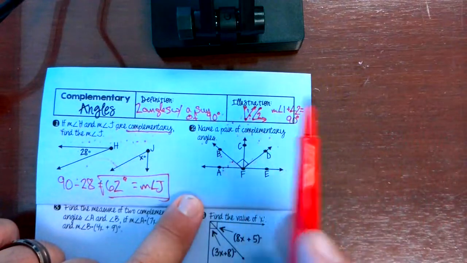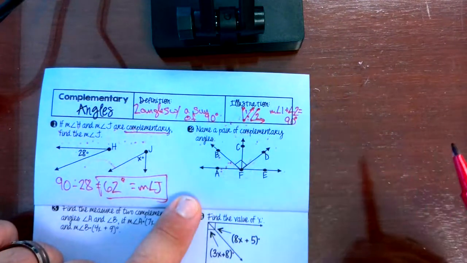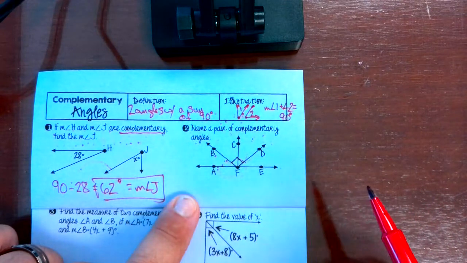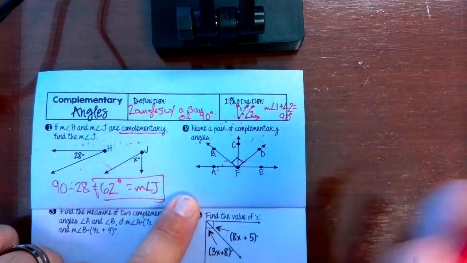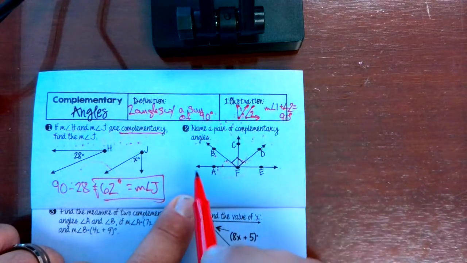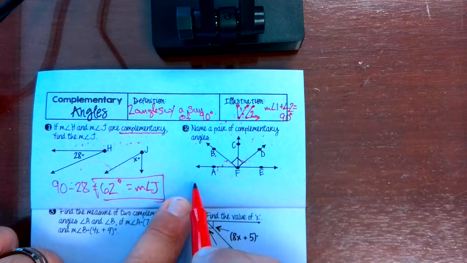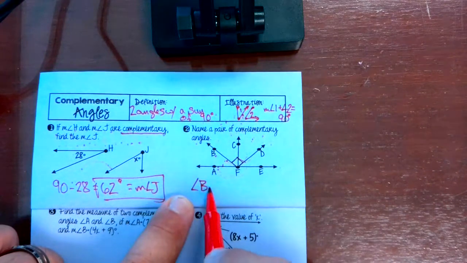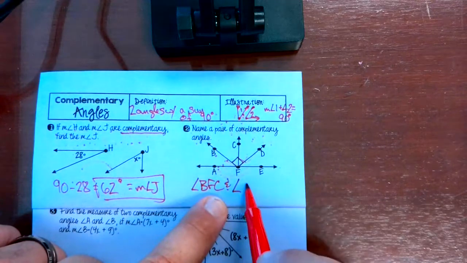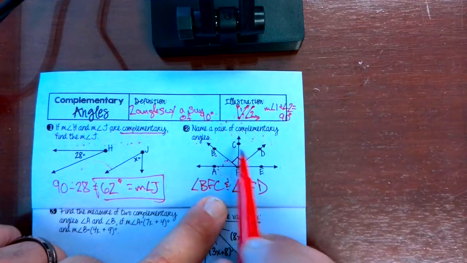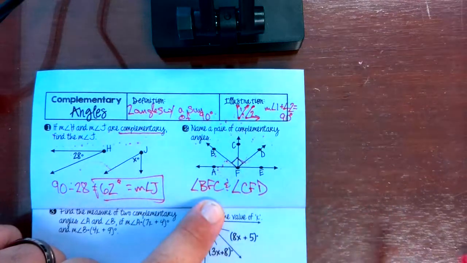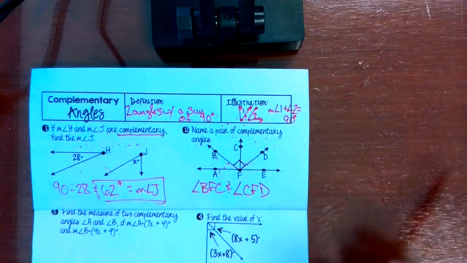Here, name a pair of complementary angles. Well, they have to add up to 90. So all I've got are these two here that are 90. Those are the only ones that are marked. Those are the only ones I can look at. Those are the ones I have to stick with. So I have to say that those are angles BFC and angle CFD. Don't try to pick these other ones. I know they look like they're 90, but this is the only one that's marked. So those are the only ones I can use.